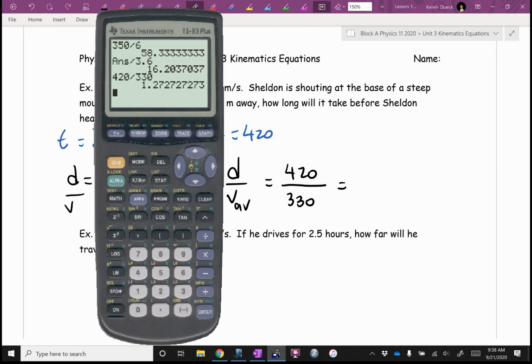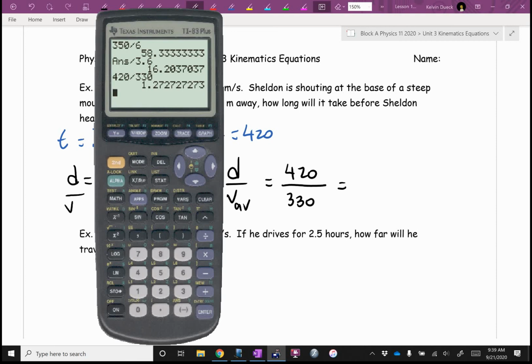You get 1.272727. For a candy, who can tell me why this has to be wrong? Because when the sound goes to the target, it has to bounce back. We've just calculated how long it would take the sound to get there. But for an echo to work, it's got to come back. So what would I do with this?